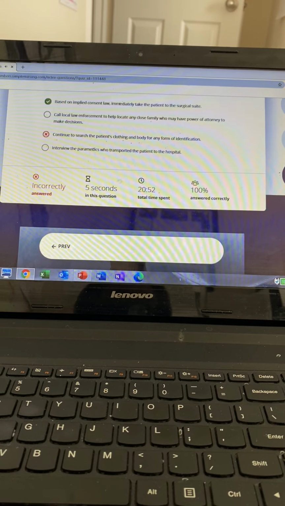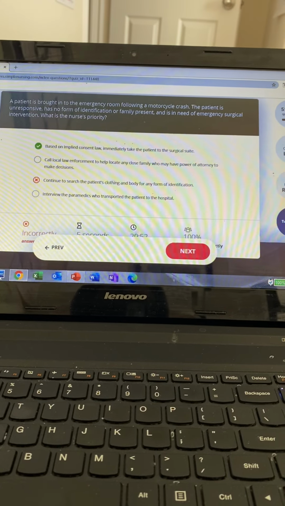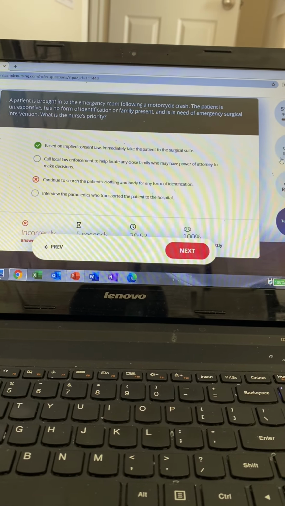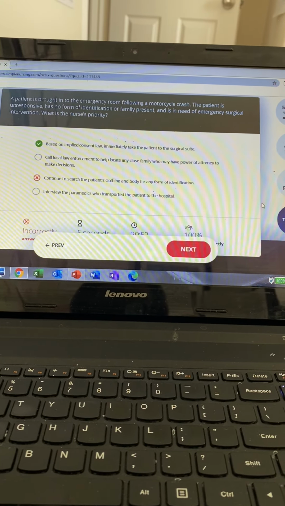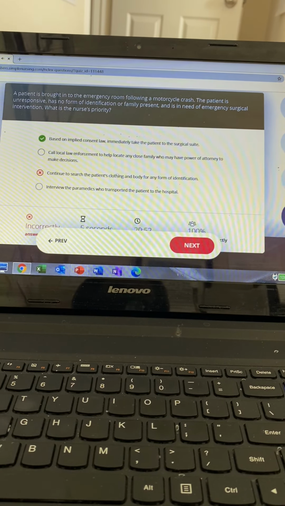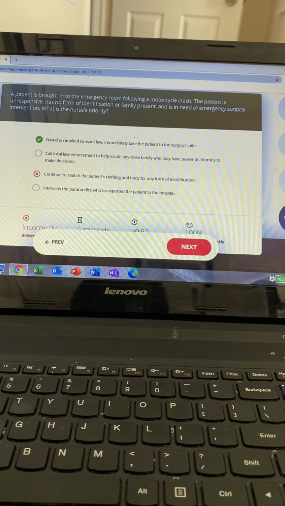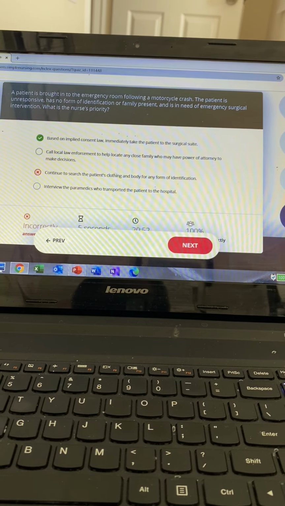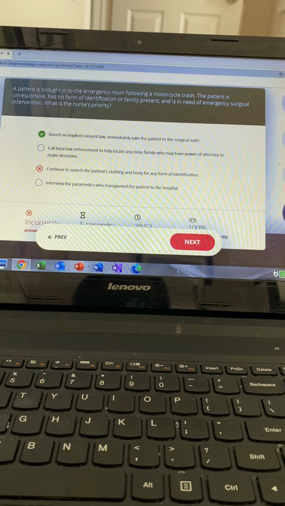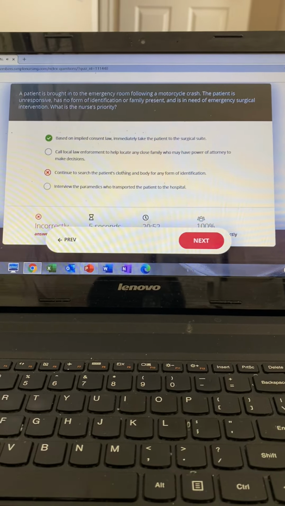Now, using our 3 steps, let's break this down. This question is asking for the priority action, or nurse's priority, for the key problem: an unresponsive patient with no ID, no family, who needs surgery. So the biggest thing I'm thinking here is preservation of life, or life-saving measures.